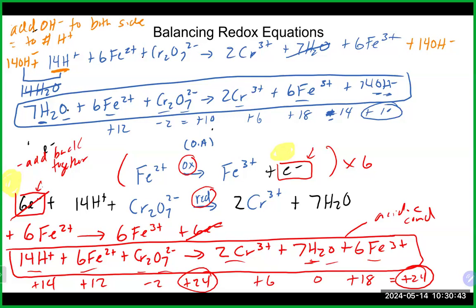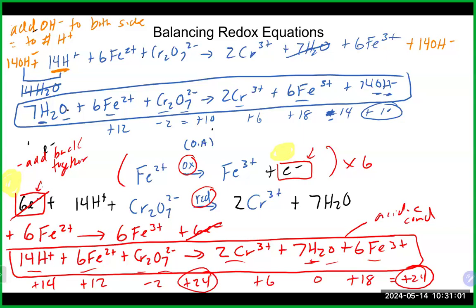Frankly, just balance it in acidic conditions and then turn it into basic at the end. It is much, much easier. If you wanted to, you could actually do it before you add the electrons, but it gets a little kind of crazy. There's a lot more canceling out that has to happen. There's a lot cleaner and easier way just to do it at the end.